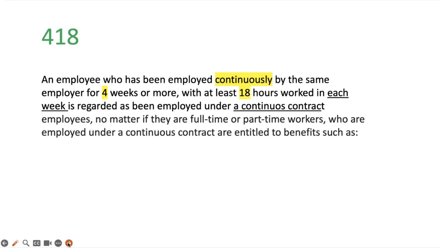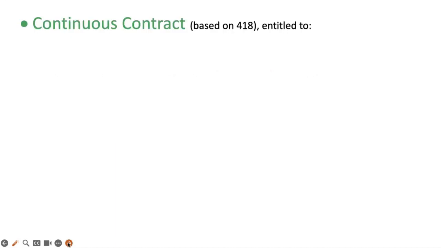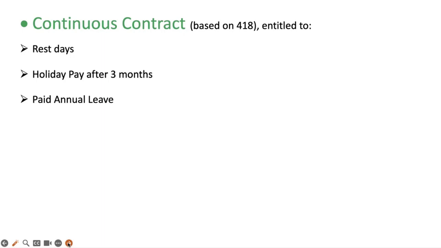No matter if they are full-time or part-time workers, those employed under continuous contracts are always entitled to benefits. These benefits include rest days and holiday pay, but they are paid after 3 months of their service, from the join date.